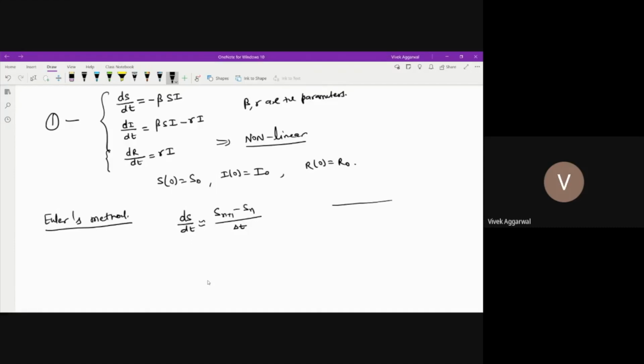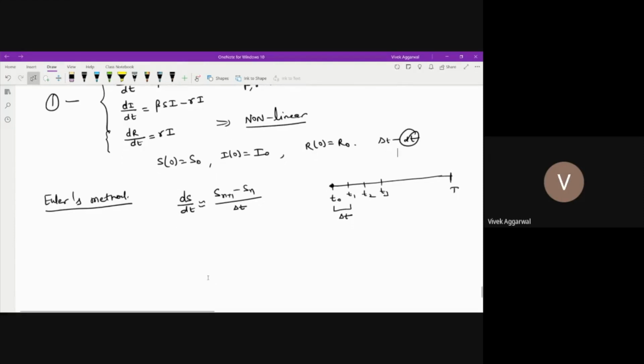So in this case, what is going to happen? This is my T0, it is given to me. Then I have T1, T2, T3 and so on, and I will go up to capital T. At this time, all the three solutions are known. Then I will try to find the solution at T1 and then T2, and this is my delta T. We can also represent delta T with dt, but dt we generally use in the continuous form, so I will take delta T.